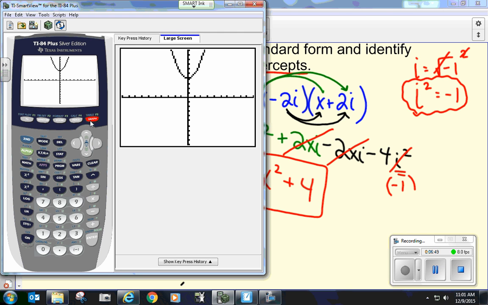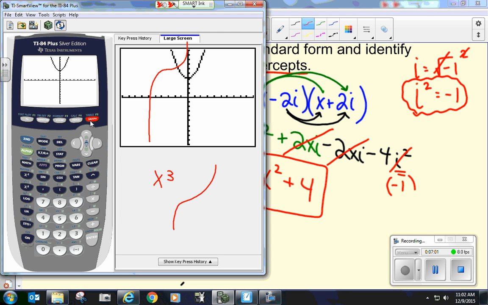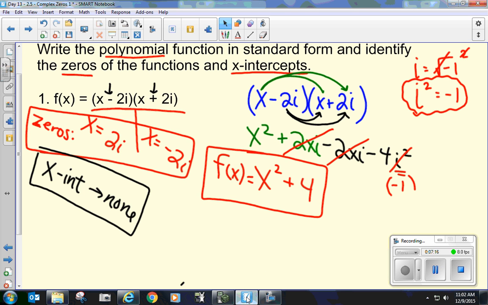Like, for example, if I were to have an x cubed, doesn't x cubed kind of go like this? If I had a funky one that went kind of like this and kind of came down like that, well, I might have one real root at -6 here, but I have 2 imaginary roots, okay? Which means 1 would touch, and the other 2 would not.